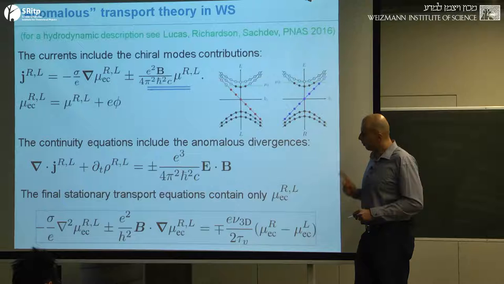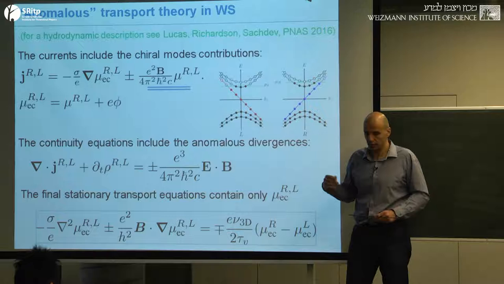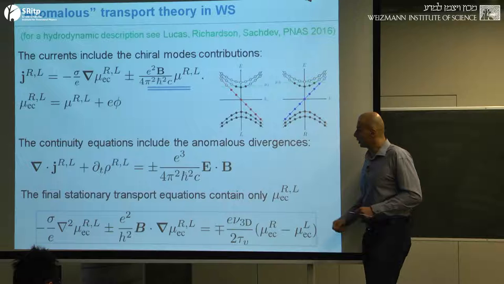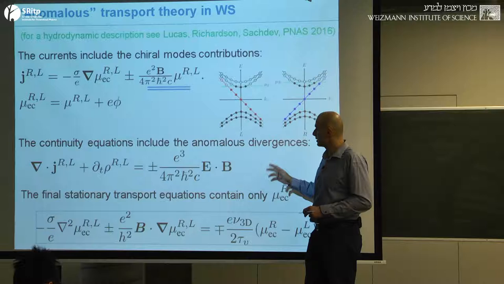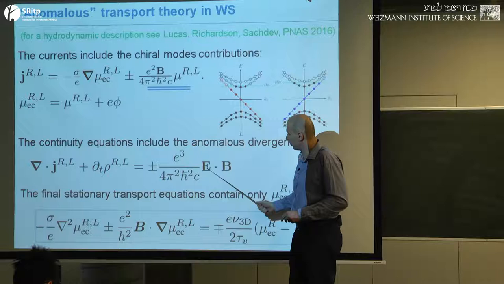And the important observation to make here is that even though the individual pieces of this equation, the current contains the chemical potential, the electric field, if it's a longitudinal electric field, contains the gradient of the electric potential. In the physical transport equation, the coefficients are arranged in such a way that this E dot B term is combined with the divergence of this chiral magnetic effect current in such a way that everything is driven in the end by the gradient of electrochemical potential.